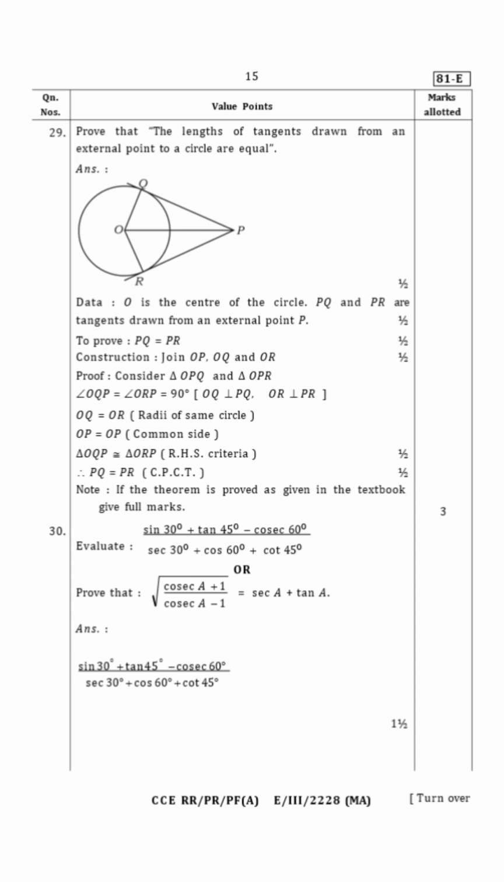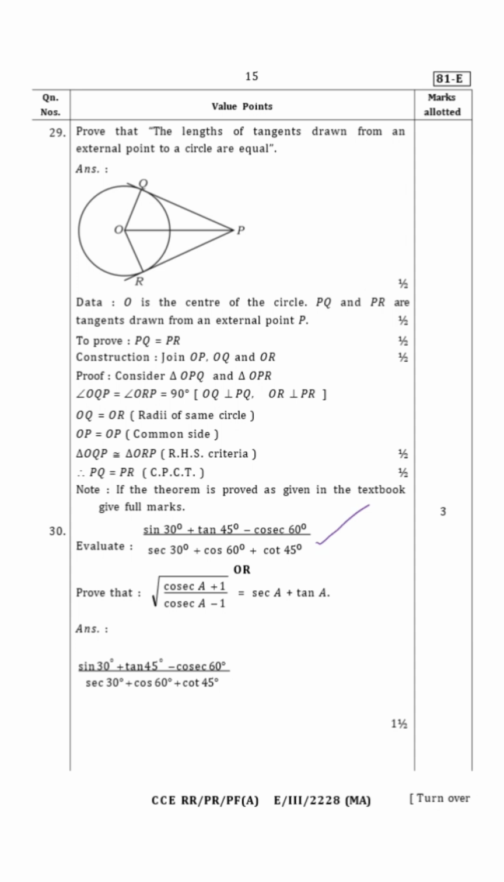Now the 30th question. Evaluate sin 30 plus cos 45 minus cosecant 60 upon secant 30 plus cos 60 plus cot 45. Or prove that square root of cosecant A plus 1 upon cosecant A minus 1 is equal to secant A plus tan A. Both questions are taken from the chapter trigonometry. Now let us solve this one. Sin 30 plus tan 45 minus cosecant 60 upon secant 30 plus cos 60 plus cot 45.